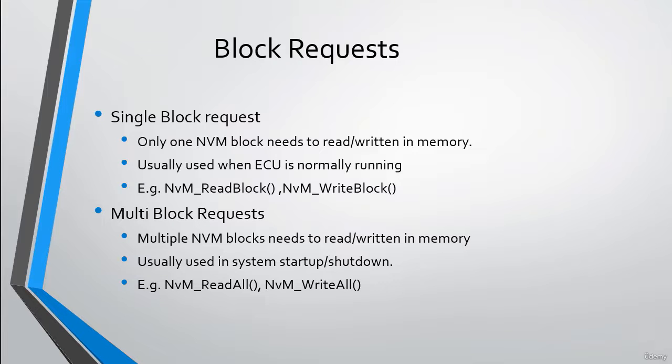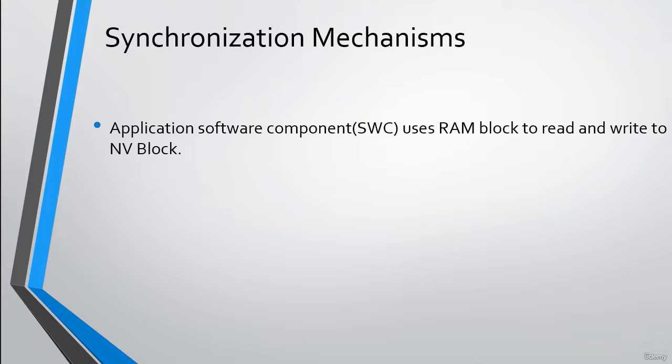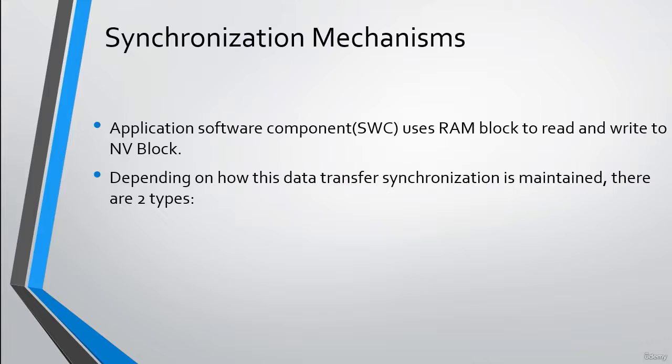Let's look at the different synchronization mechanisms. The application software components use the RAM block to read and write to the NV block. Depending on how this data transfer is synchronized, it's not like we can do this whenever we want, at whatever time we want. This access should be synchronized. Otherwise, there can be corruption of data.